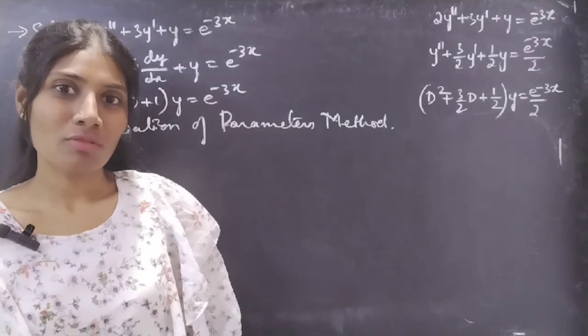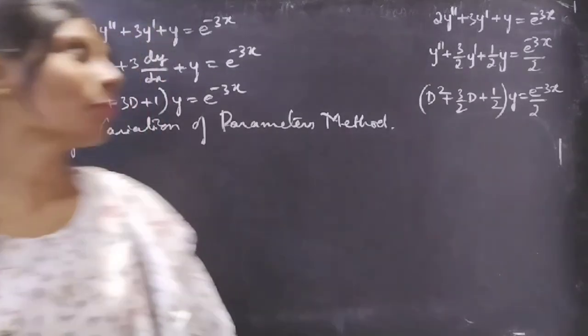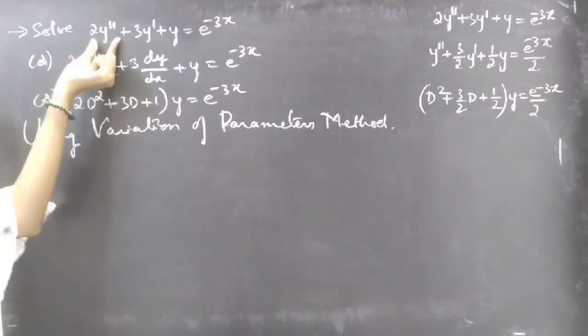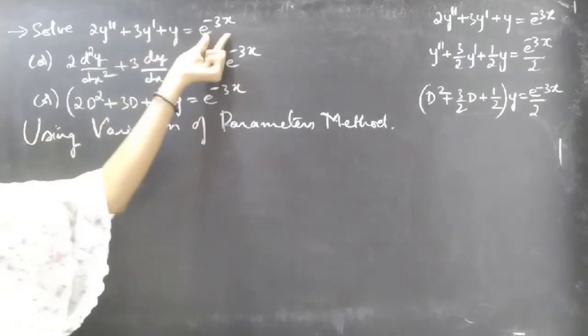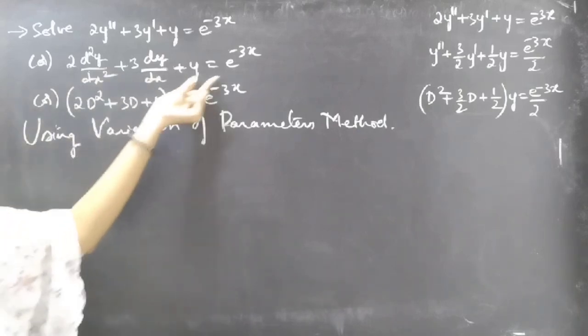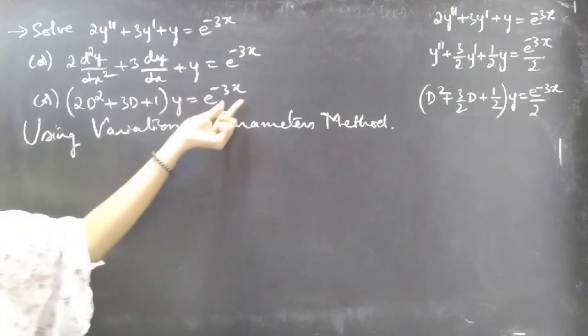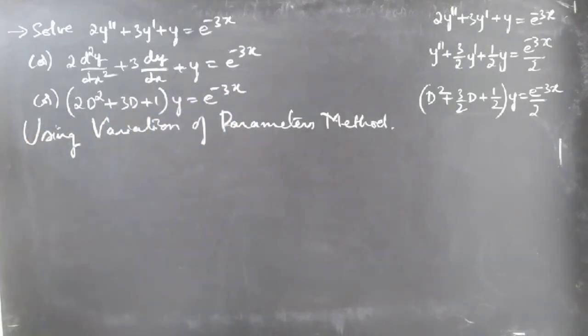In this video, we are going to solve a differential equation using the variation of parameters method. So let's get going. Problem: solve 2y'' + 3y' + y = e^(-3x), or 2 d²y/dx² + 3 dy/dx + y = e^(-3x), or (2D² + 3D + 1)y = e^(-3x), using the variation of parameters method.